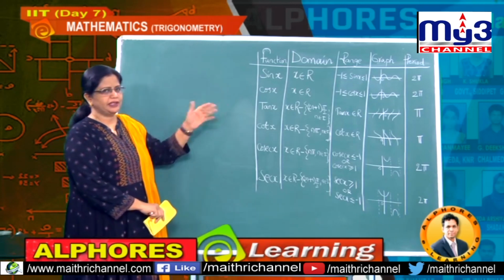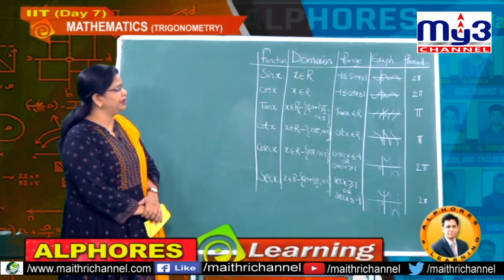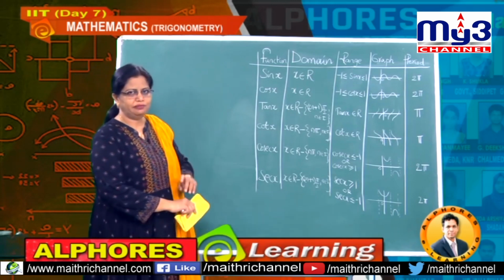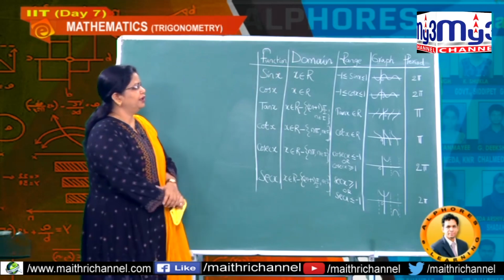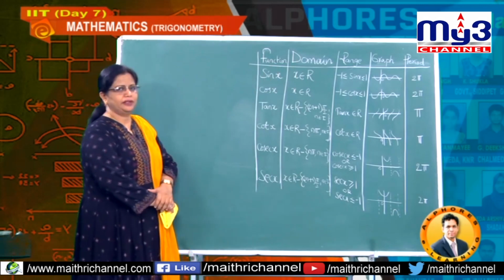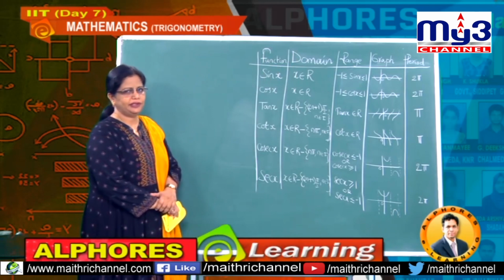Have a glance at this tabular form. Of course, you are finding new names. Two new names you find here are domain and range. Now, what are these new terms? Domain and the other one is range.